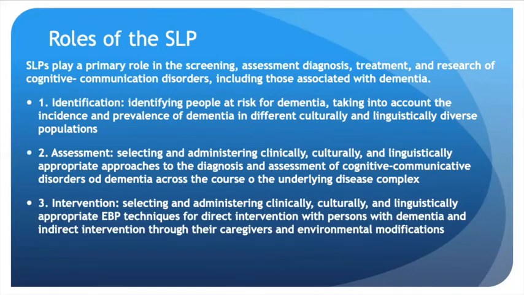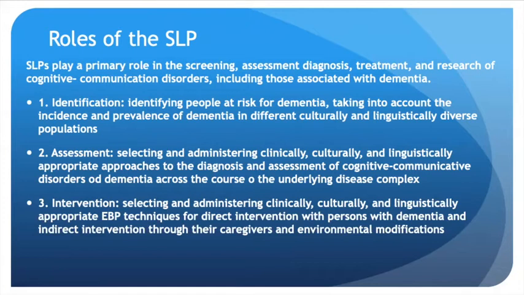So, roles of the speech language pathologist. Speech language pathologists play a primary role in the screening, assessment, diagnosis, treatment, and research of cognitive communication disorders, including those associated with dementia. Our roles might include identification, so identifying people at risk for dementia. We assess, so selecting and administering clinically, culturally, and linguistically appropriate assessments.